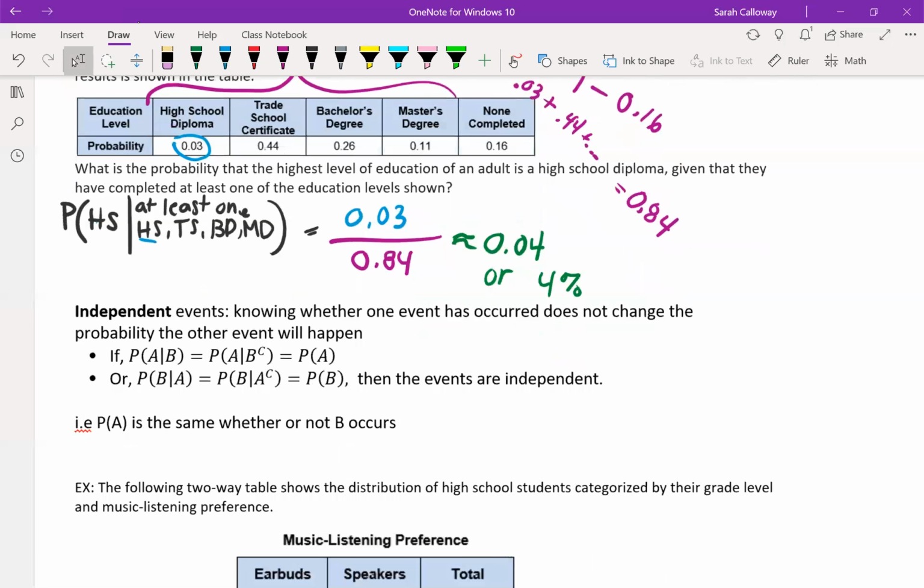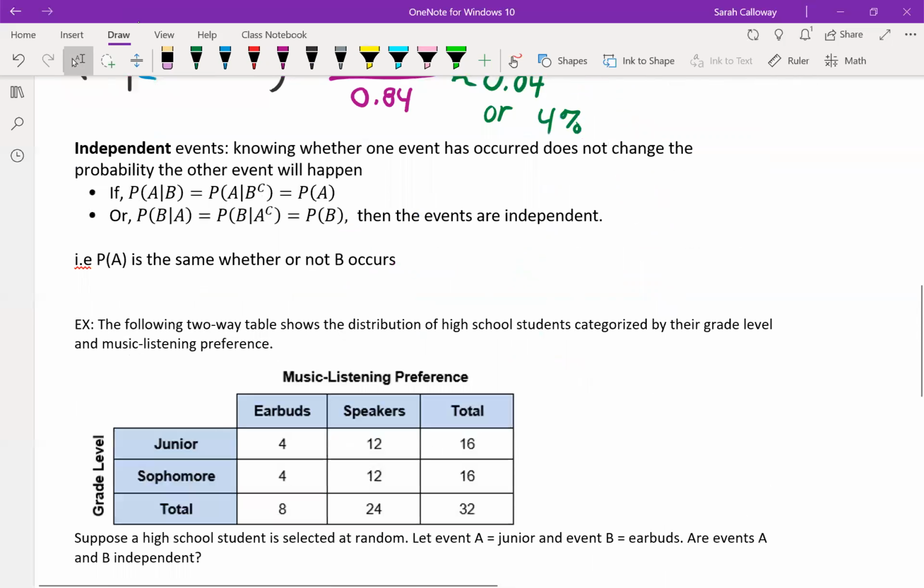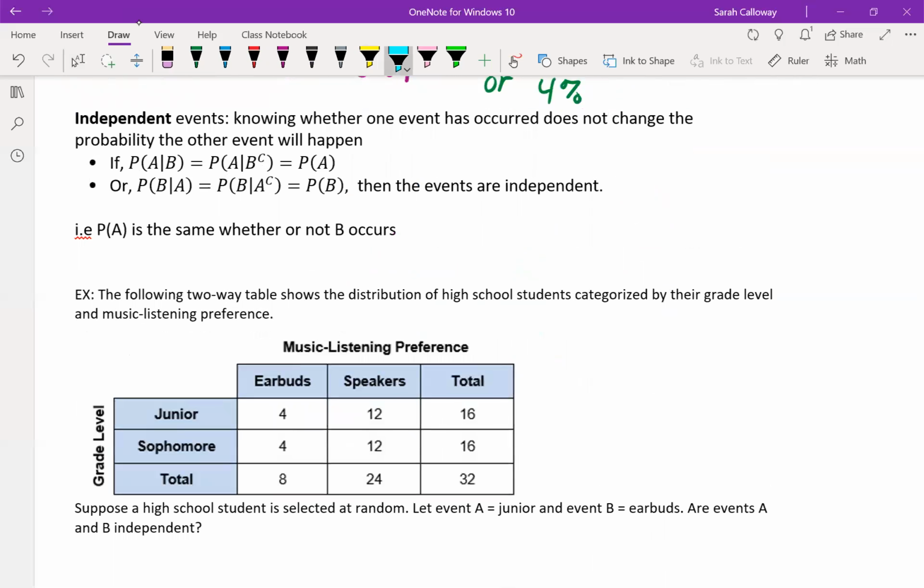Okay, so the last topic here is whether events are independent. And so independent events rely on conditional probabilities. Knowing whether one event has occurred does not change the probability of the other event happening means that they're independent of one another. And so ultimately what we're going to use is part of this first one. So we're always going to check, is P, the probability of A occurring, the same as the probability of A occurring given B occurred already? So that's what we're going to check each time. If that is true, then yes, the events are independent. If that is not true, then no, the events are not independent.